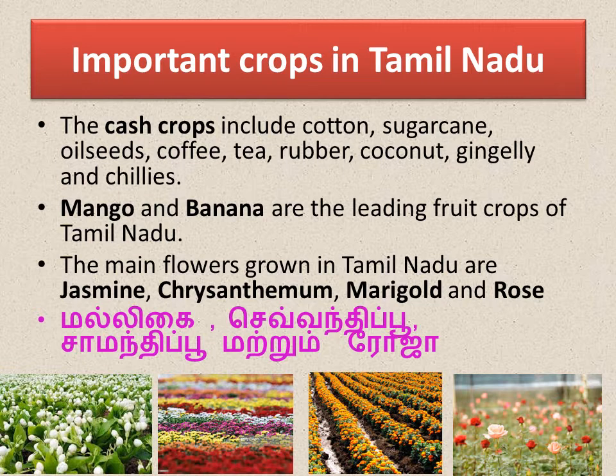So the cash crops are cotton, sugarcane, oil seeds, coffee, tea, rubber, coconut, gingelly, and chilies. The fruit crops are mango and banana. Flowers that are grown in Tamil Nadu are jasmine, chrysanthemum, marigold, and rose.